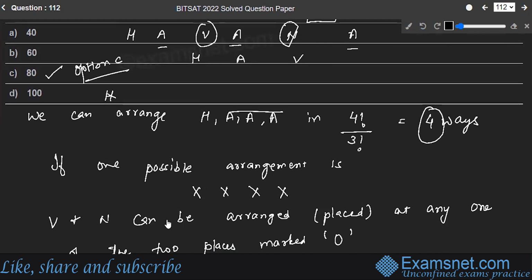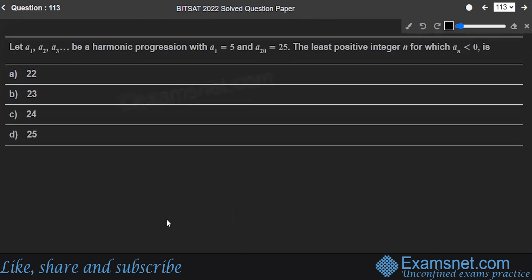Hope you understood that. Next is question 113. Let A1, A2, A3 be in harmonic progression. A1 is 5, A20 is 25. And the least positive integer n for which an is less than 0 is.